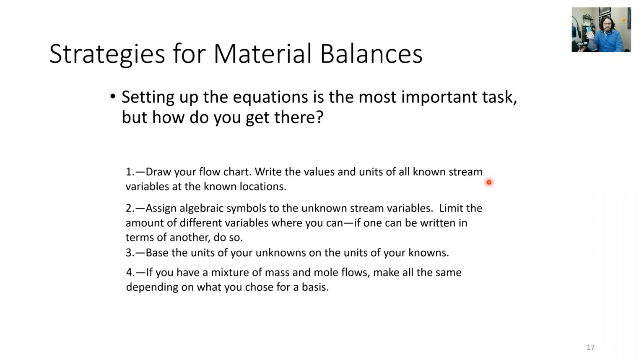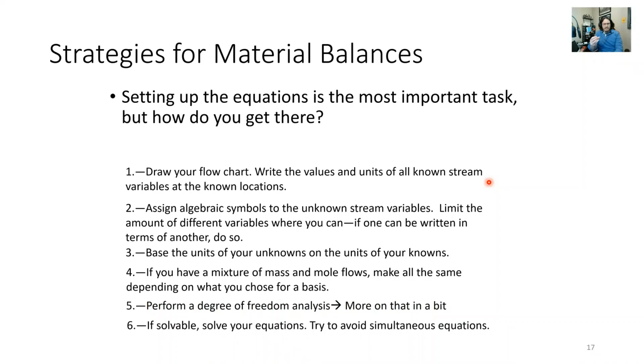If you have a mixture of mass and mole flows, make them all the same depending on what you choose for a basis. And also, if you have a mixture of volumetric flows, I get hung up sometimes on mass and mole, but volumetric flow rate is also a big deal. Perform a degree of freedom analysis, and we kind of did when we worked out these problems, because I was pointing out we had two species and two unknowns. So we had two unknowns and two equations, basically. That's pretty much what a degree of freedom analysis is. And if solvable, solve your equations. Try to avoid simultaneous equations, but I think we're all capable of solving simultaneous equations.